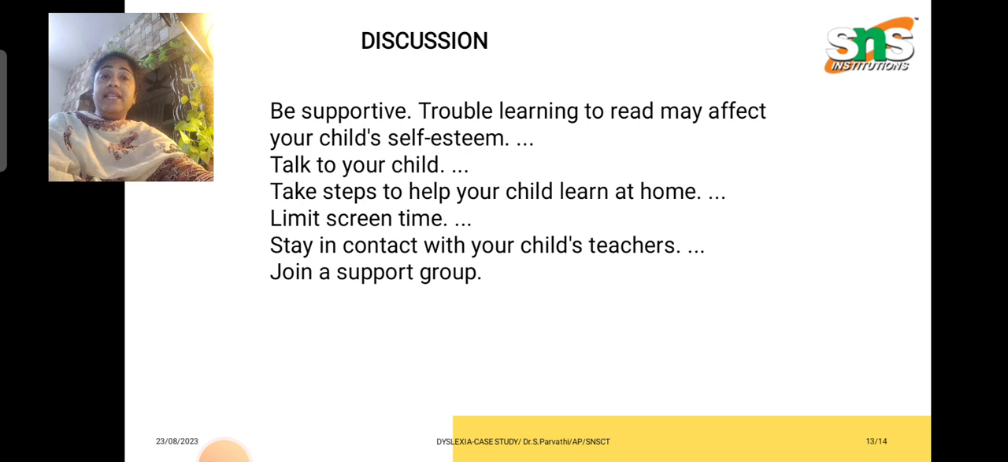Limit screen time. Stay in contact with your child's teacher. That's very important: how he is doing in the classroom, how he is mingling with other students. So keep in touch with the child's teacher. Join a support group. Maybe the dyslexic students have a separate group and separate teachers. So always join that support group and encourage them to be a normal child.